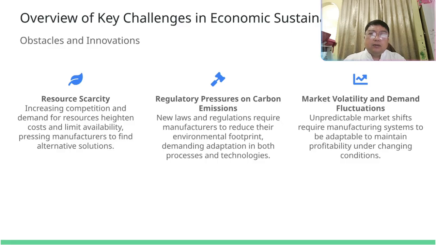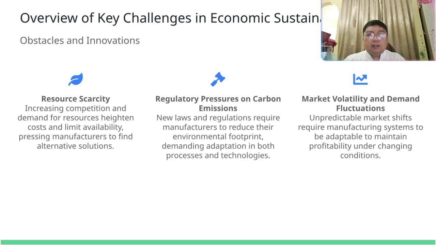Regulatory pressures on carbon emission: new laws and regulations require manufacturers to reduce their environmental footprint, demanding adaptation in both process and technologies, meaning that we have to save the environment. Let's say for the vehicle that we use, we want that vehicle to release less carbon dioxide to the environment. So maybe we opt for the electric vehicle. Maybe. That is another issue.